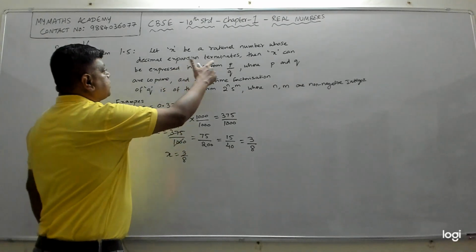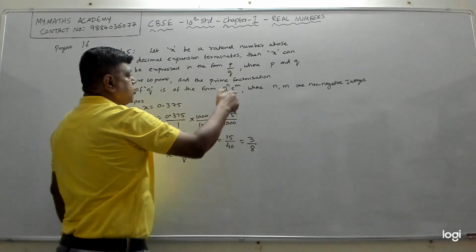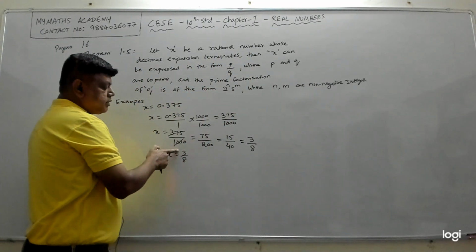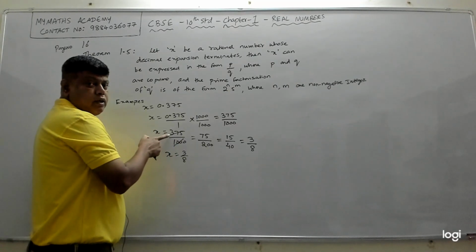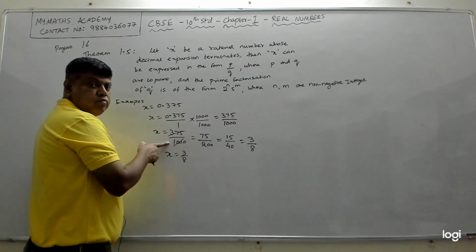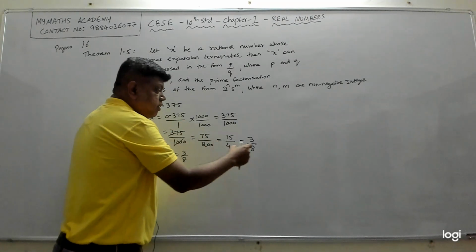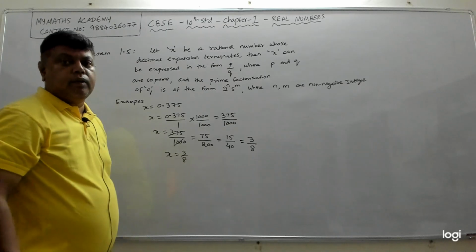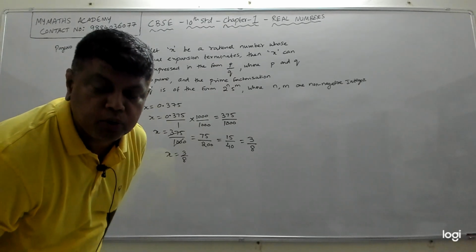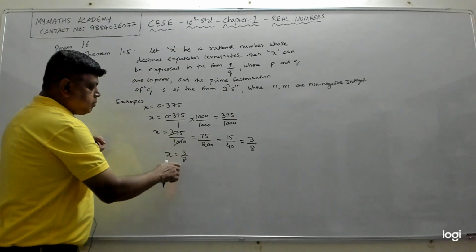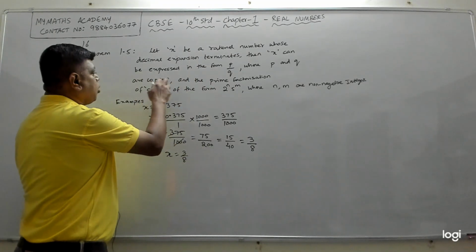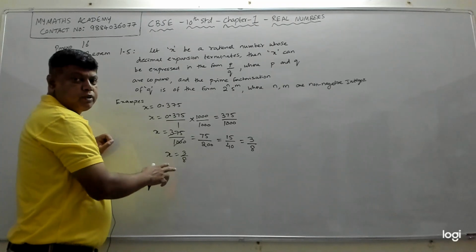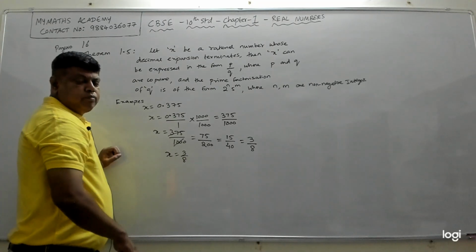So we have expressed x in the form of p by q, where p and q are co-prime. Here p is 3, q is 8. 375 is not p, 1000 is not q. After simplifying the fraction, the simplest form is called p by q. Here p and q are co-prime, which is true. 3 and 8 are co-prime, which means there is no number that divides both.